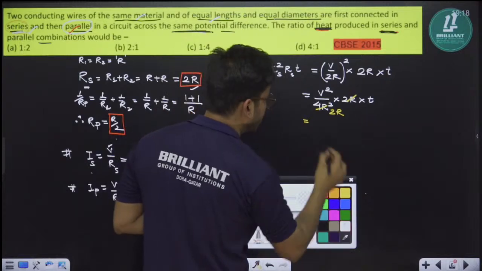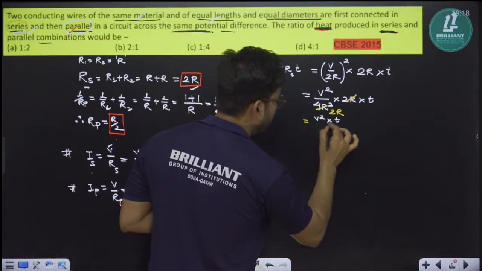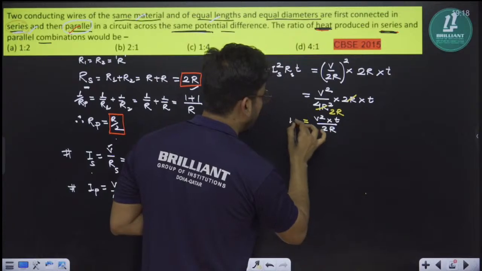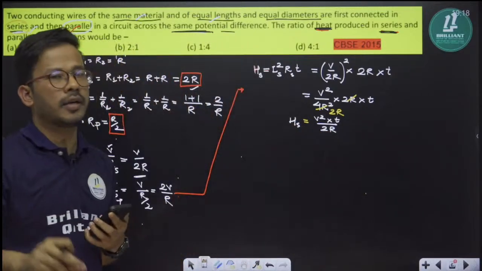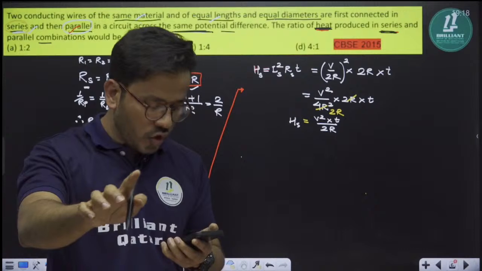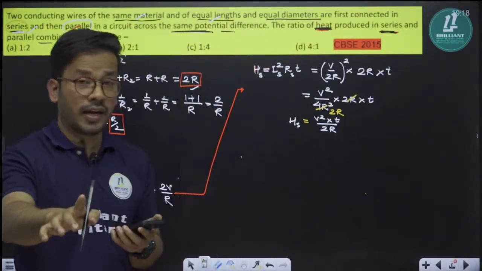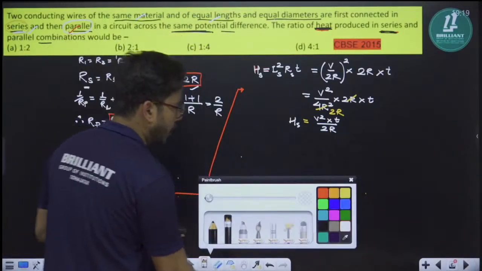You will tell me, sir, heat in series is V square into T divided by twice R, and here you go, you got the heat in series. All right, so what are you going to do next? You're going to figure out the heat in parallel.